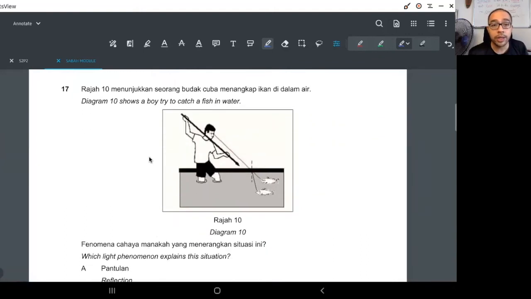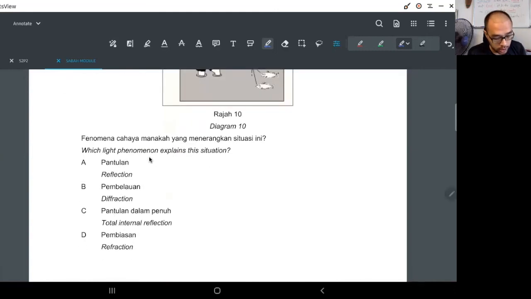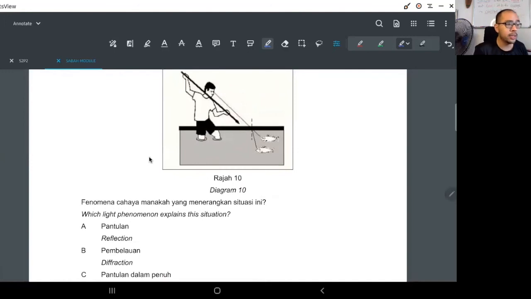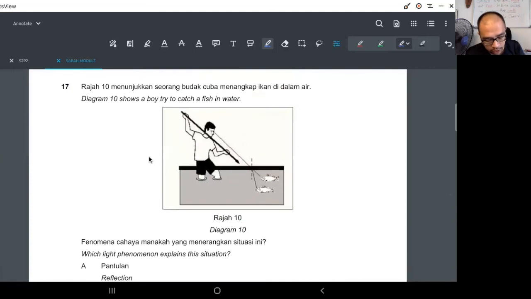Diagram 10 shows a boy trying to catch fish in the water. What is the phenomenon that explains this situation? This will be refraction, definitely refraction. What I want you to notice is how to draw this question. So this is the actual fish, but this is what the boy sees. So how to draw this?